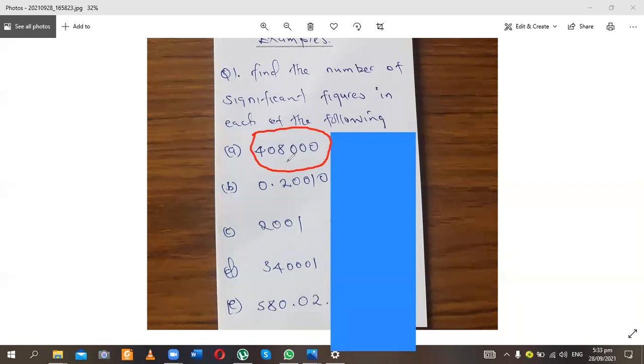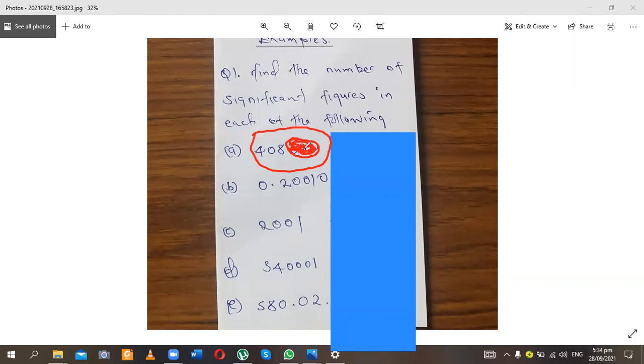The trailing zeros are not significant. So we can say that from here, these 3 zeros are not significant. So among the significant figures, we have to remove these 2. That is the first rule.